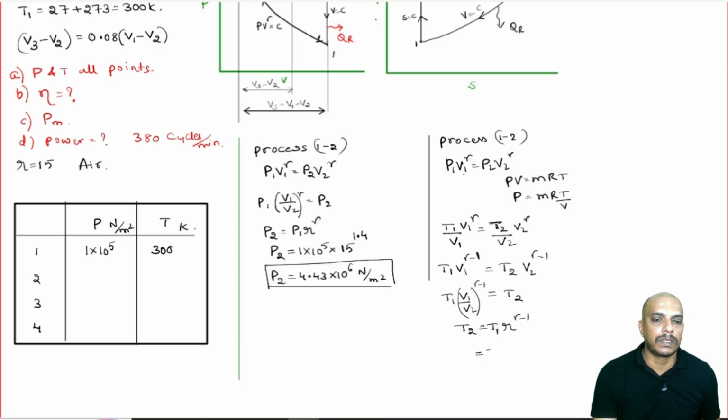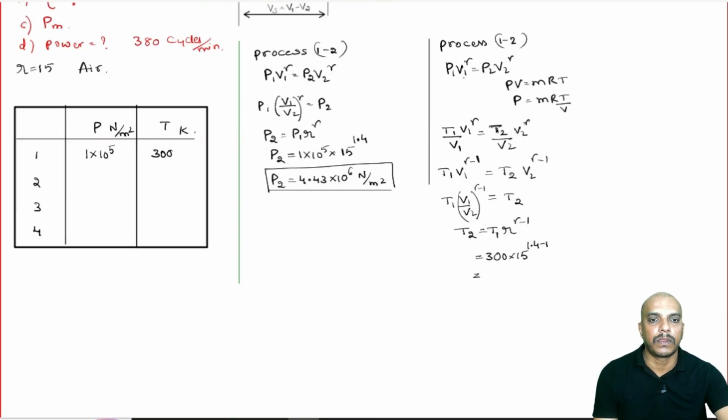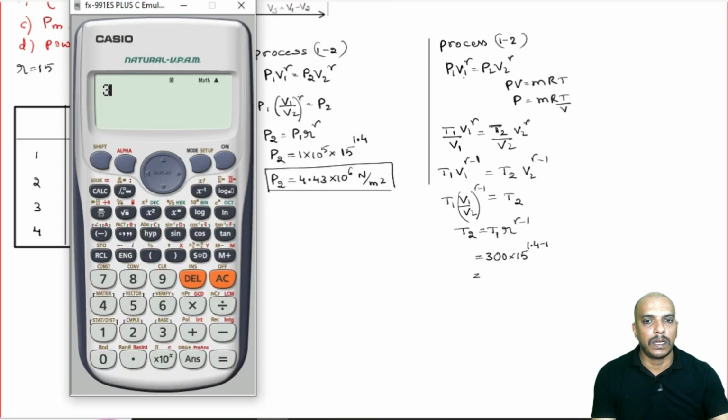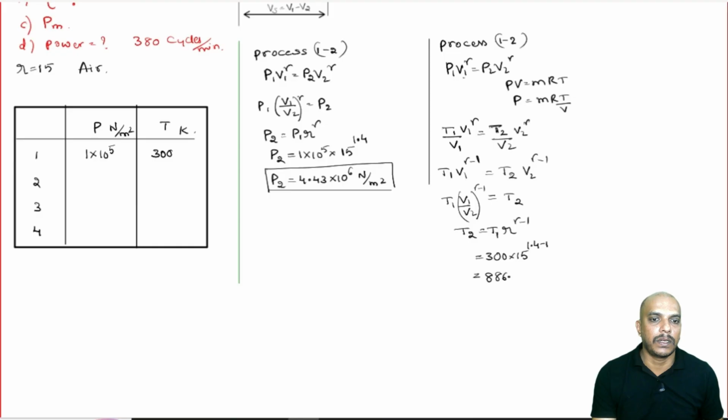So T1 is known to us, 300, and R is known to us, the compression ratio is 15. So 15 power 1.4 minus 1. Let us get the value of T2. 300 into 15 power 1.4 minus 1, which is 0.4. So T2 is 886.25 Kelvin. So this will be our T2.